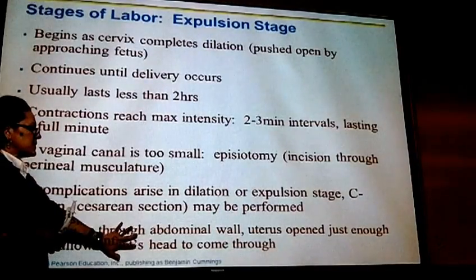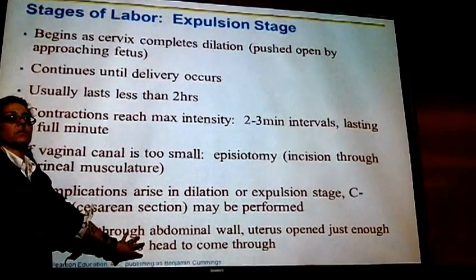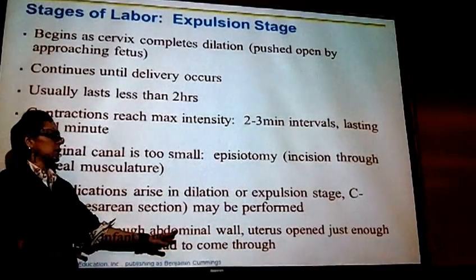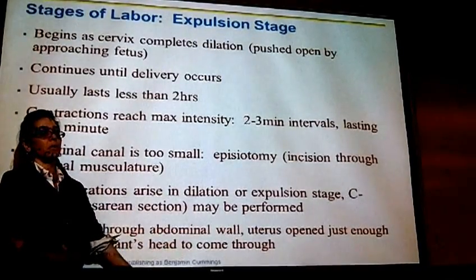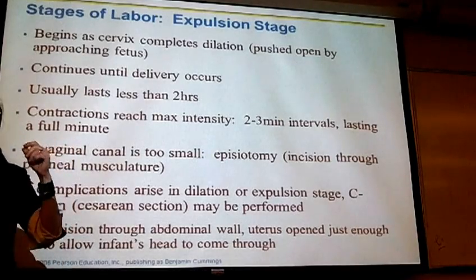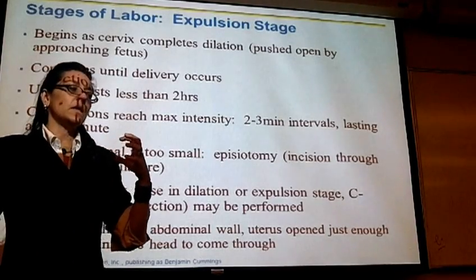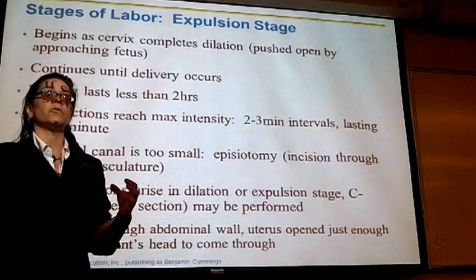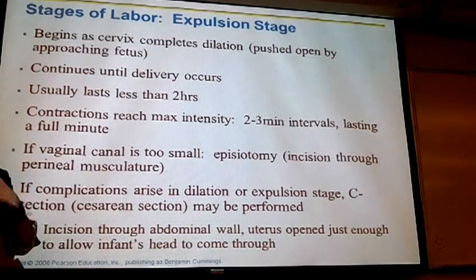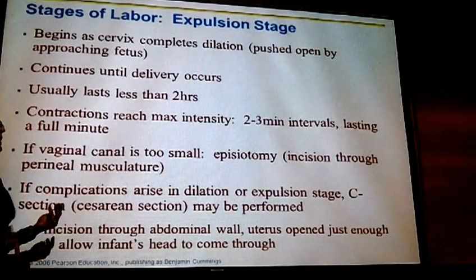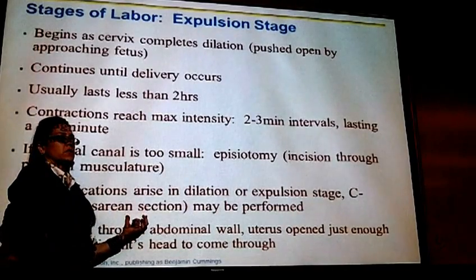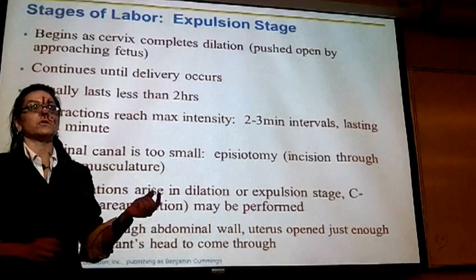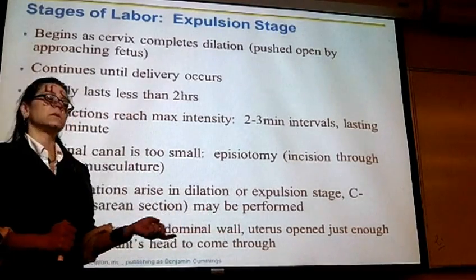Now, the problem with C-sections is that this is major surgery. And once you cut into these muscles, it's much harder for them to heal. I shouldn't say that. They will heal, but it is hard to get them back to 100% of what they used to be in terms of their ability to generate a force of contraction. So if you've had one C-section, you're more likely to need a C-section on subsequent pregnancies.